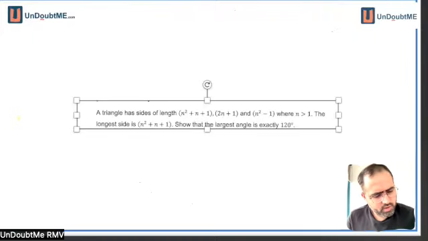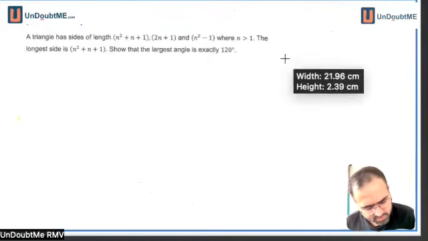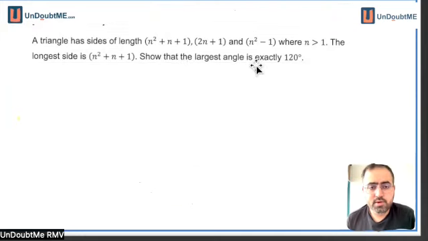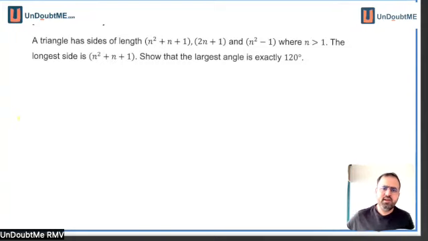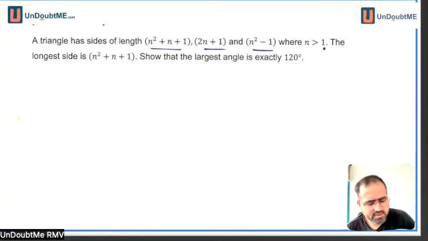Okay, we are moving on. Just let me know if we have taken this question before. If not, then we can just do it because this is also a good one. This is not difficult, but there are lots of terms involved, so the calculation will be a bit complicated. A triangle has sides of length n, where n is greater than 1, and the longest side is n square plus n plus 1. Show that the largest angle is exactly 120.